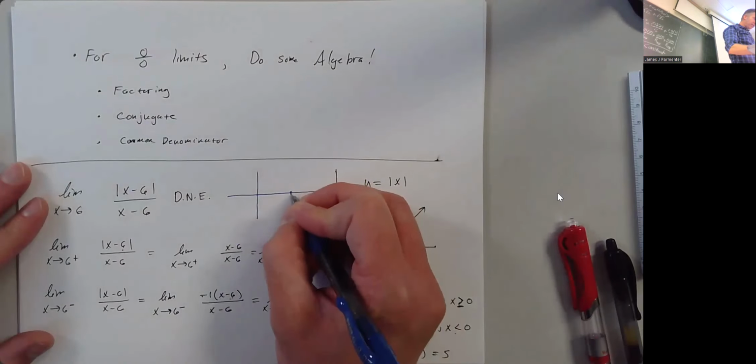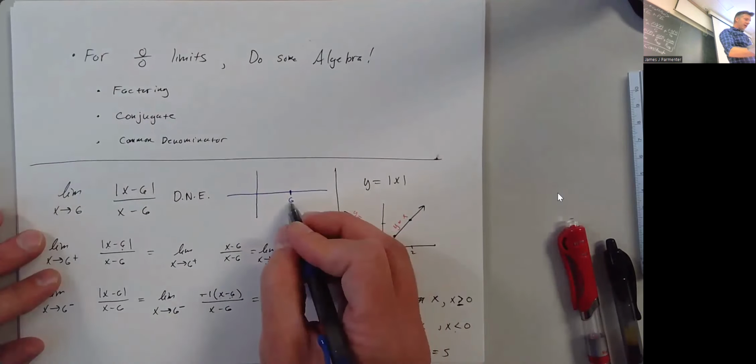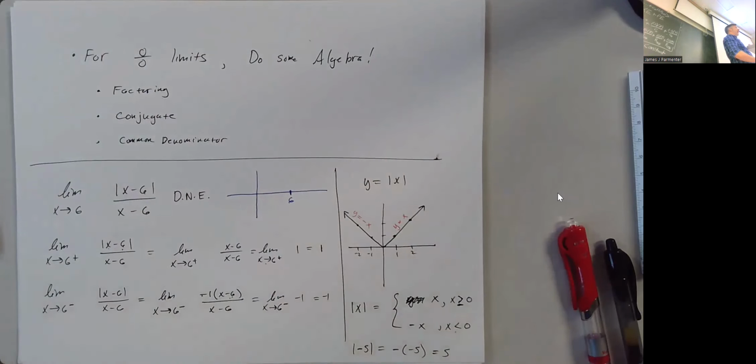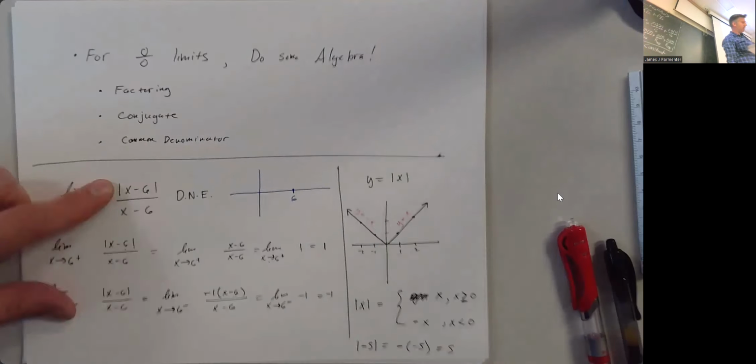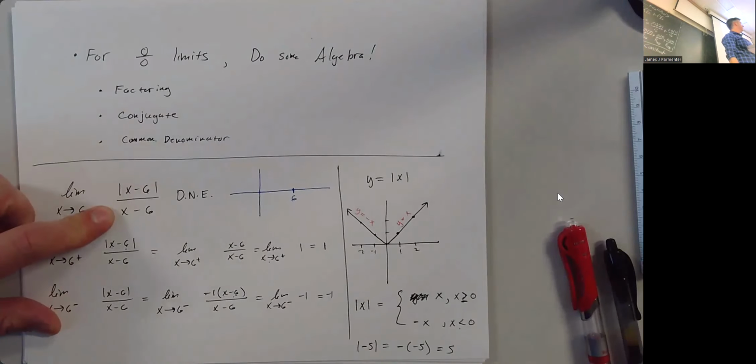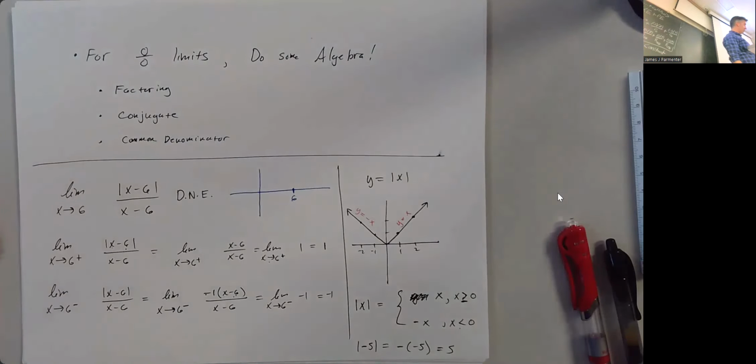So 6 is the point of interest. And we can see that if you pick any number bigger than 6, the function is equal to 1. Everybody should pick a number bigger than 6 in their head and then plug it into the absolute value of x minus 6 over x minus 6. Did you get one? I got one. I plugged in 27.